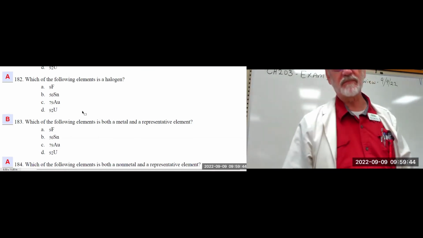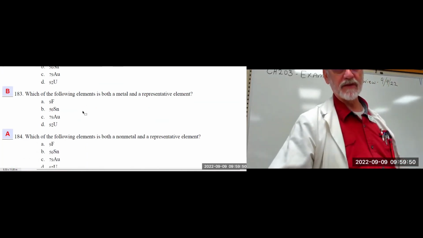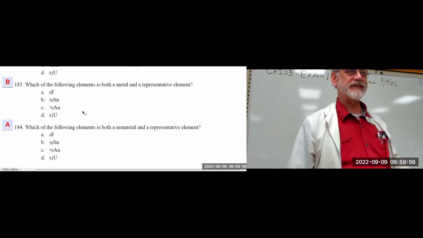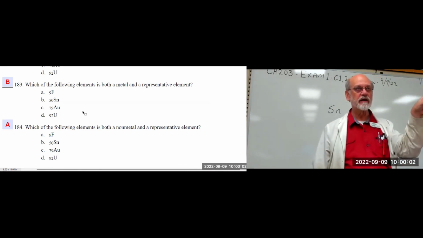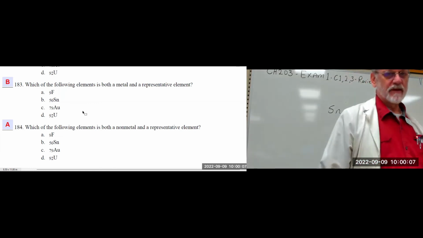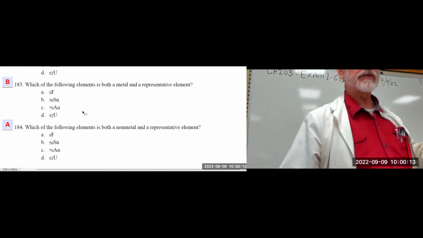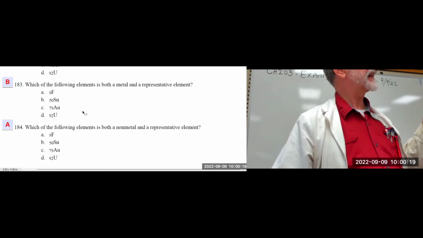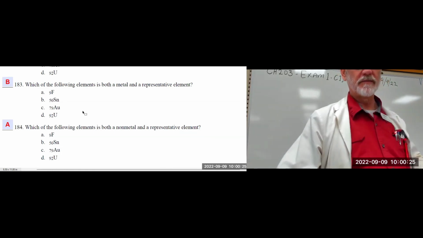Which is a halogen? See that one right off the bat. That's fluorine, A. Which of the following is both a metal and a representative element? So what are the representatives? Representatives come from the s area or the p area, either one. Fluorine is representative, but it's not a metal. Tin is representative, and it's also a metal because it's to the left of that zigzag line. So tin satisfies.